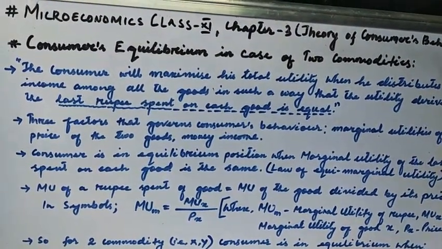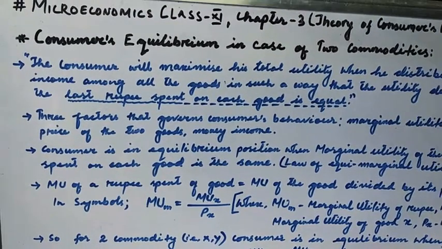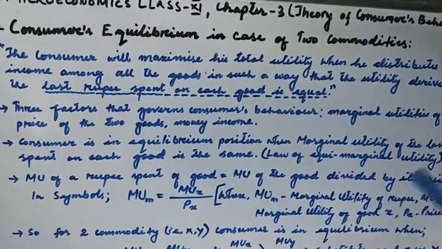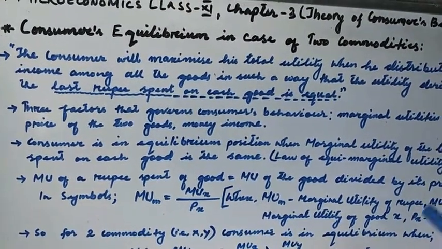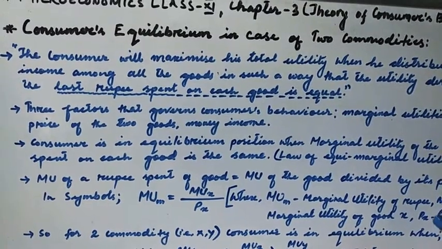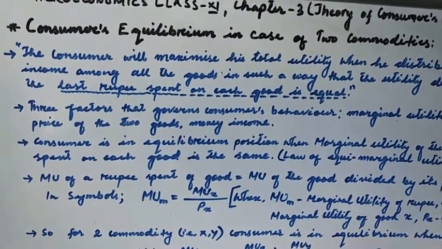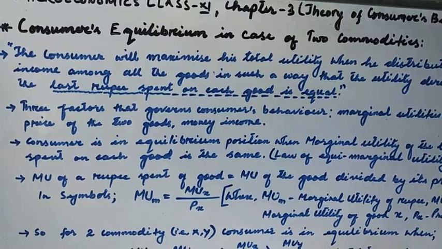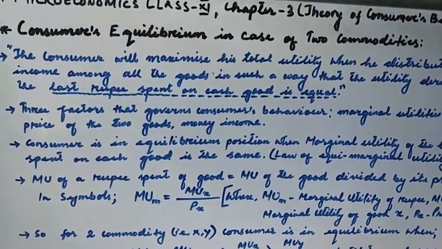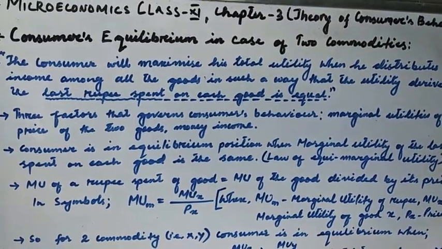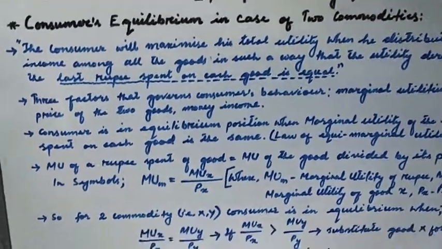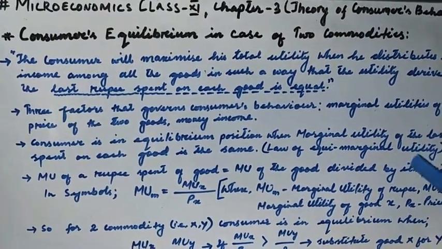So the consumer has a given income which he has to spend on good X and good Y, so two goods. How will he allocate his money income between these two goods? That is to say, what would be his equilibrium position in respect of the purchase of these two goods? How will a consumer attain his equilibrium position while spending his income on two goods?